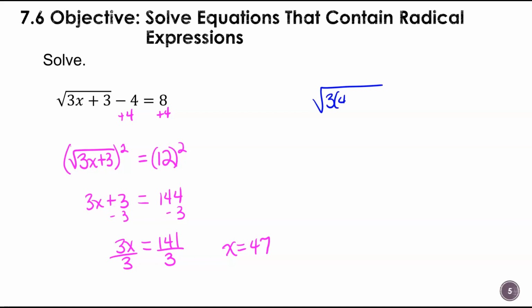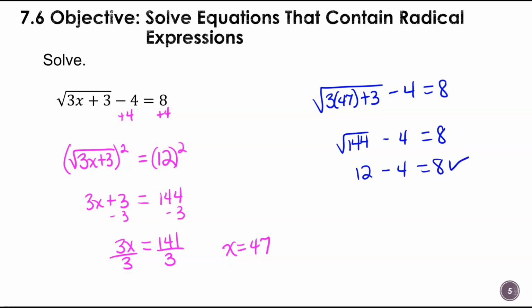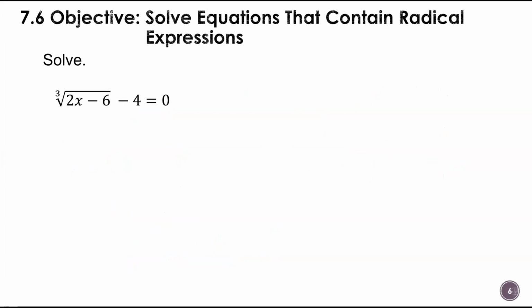So 3 times 47 plus 3 minus 4 equals 8. So that is 141 plus 3. The square root of 144 is 12. So you can see that it does check. All right, so this solution was x equals 47. And then we move on to the next one.